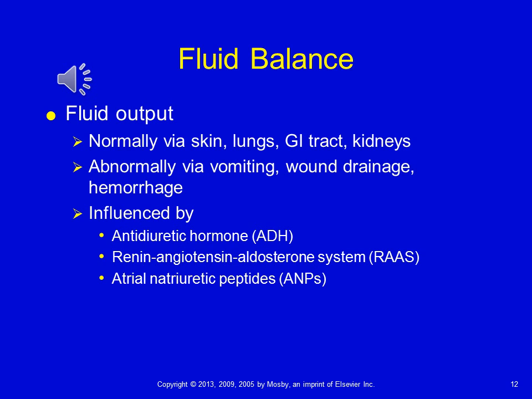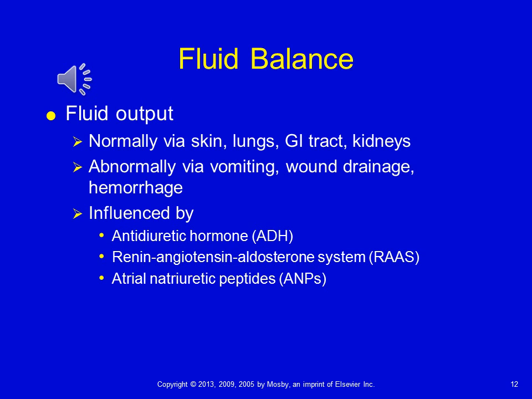The kidneys are the major regulators of fluid output because they respond to hormones that influence urine production. When healthy adults drink more water, they increase urine production to maintain fluid balance. If they drink less water, sweat a lot, or lose fluid by vomiting, their urine volume decreases to maintain fluid balance. These adjustments are primarily caused by the actions of antidiuretic hormone and the renin-angiotensin-aldosterone system and atrial natriuretic peptides.